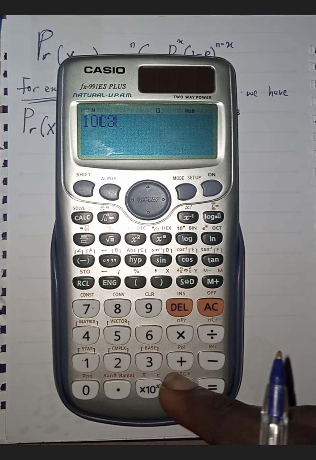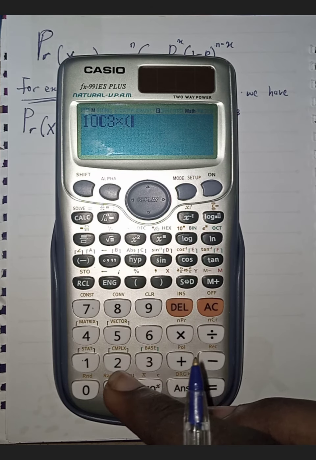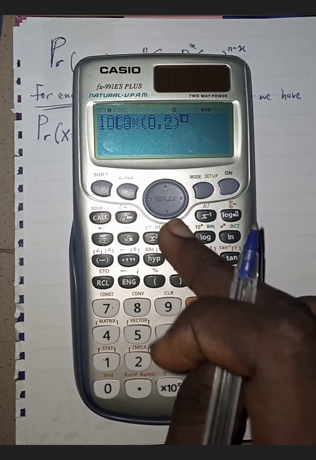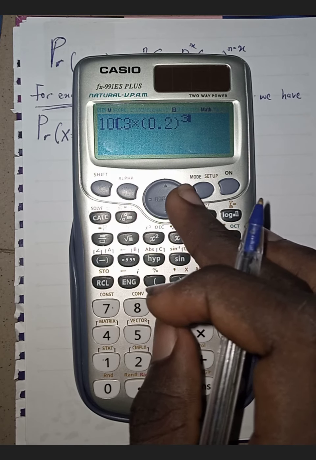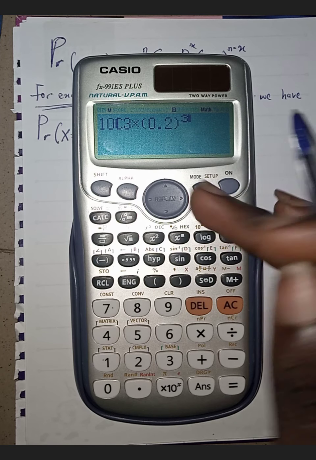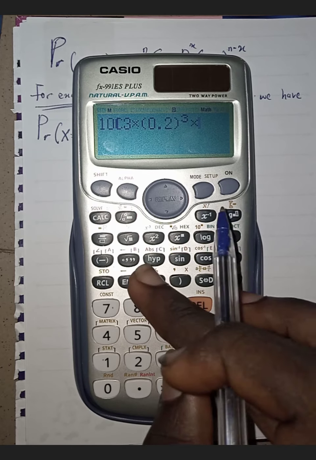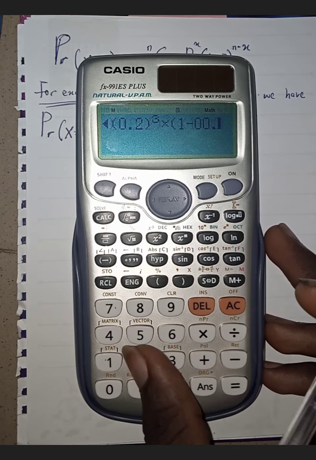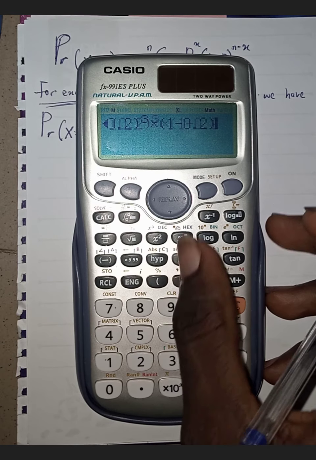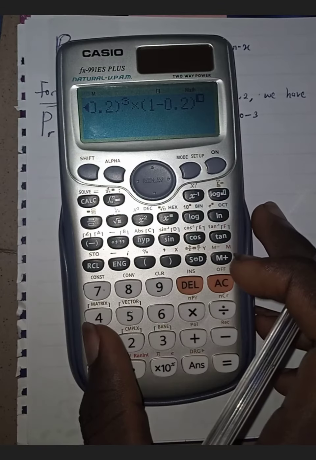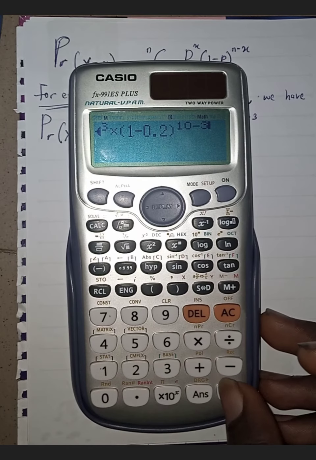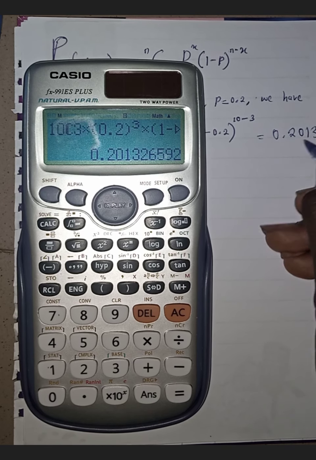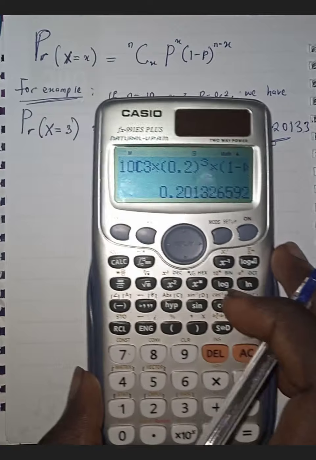10 combination 3, then times, you open a bracket, 0.2, you close the bracket, then you raise it to 3, and you have to make sure that this blinking line comes down. Then you press times, open another bracket, and then 1 minus 0.2, raised to the power of 10 minus 3. That gives us 0.20133. So that's how we use the calculator to solve a binomial question.